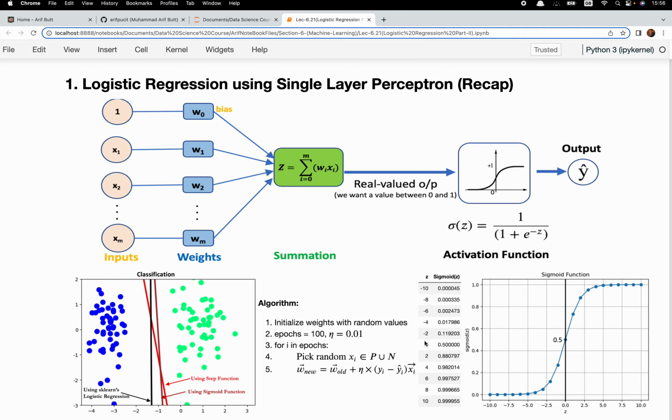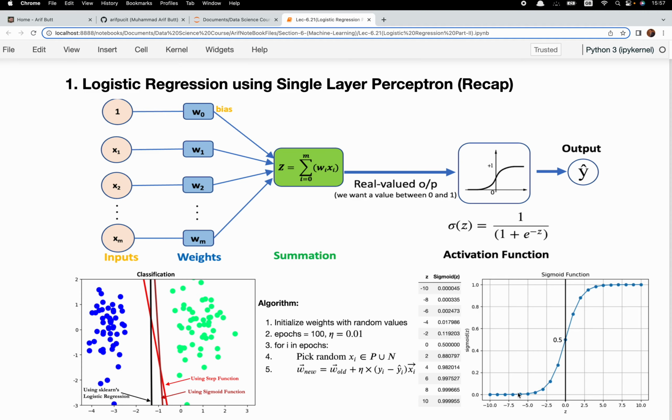Moreover, if z is exactly 0, its sigmoid is exactly 0.5. So the value of sigmoid for a specific data point can be interpreted as the probability of that data point belonging to a specific class. If we set the threshold to 0.5, anything above it over here belongs to a positive class and anything over here belongs to a negative class.